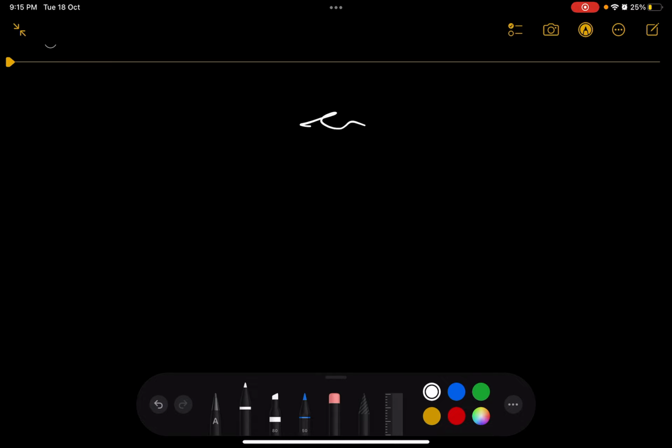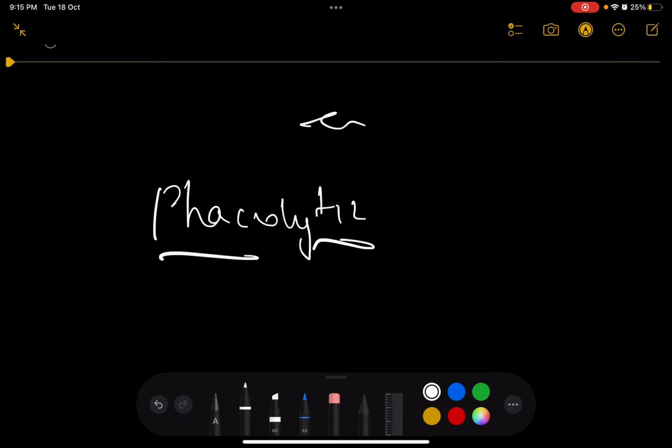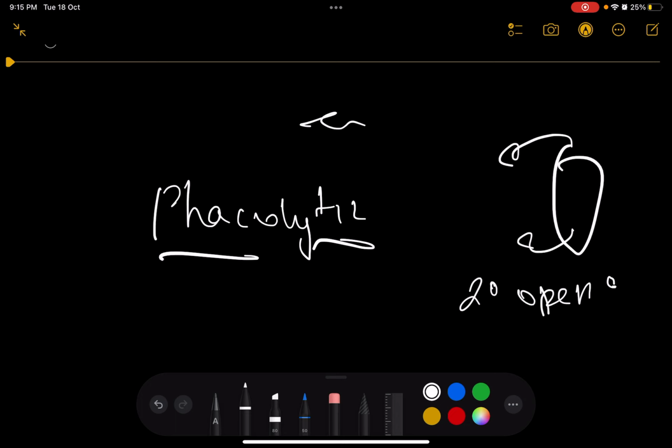The first is the lens-induced. What is phacolytic? Phacolytic means the lens is broken. If the lens is broken, where does it go? The lens material goes forward. So what is it going to cause? It's going to cause secondary open-angle glaucoma. Why? Because it's going to get deposited in the trabecular meshwork and cause blockage. It's going to cause a decrease in the outflow. So this is called phacolytic.